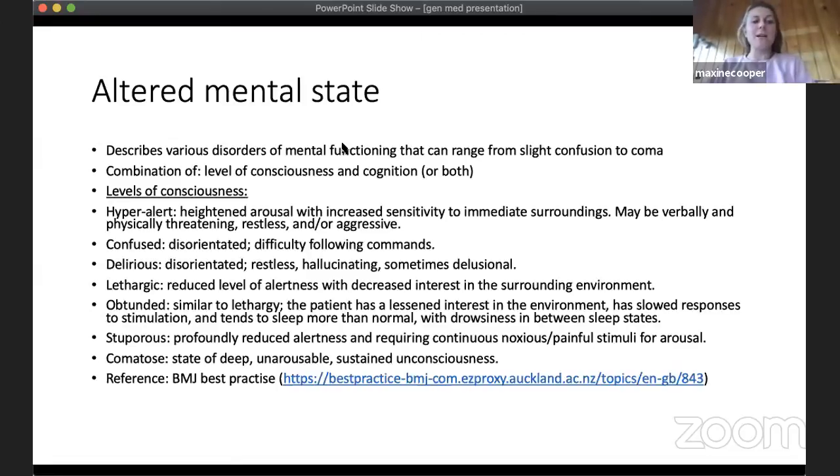I've just, from BMJ, listed some different descriptions there. I wouldn't worry too much. It's just to show you that there is this whole spectrum of different mental states you can be in.